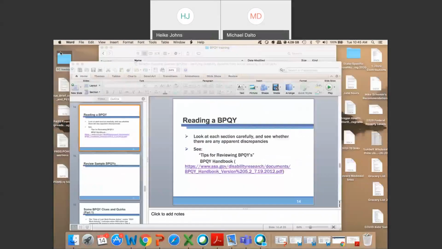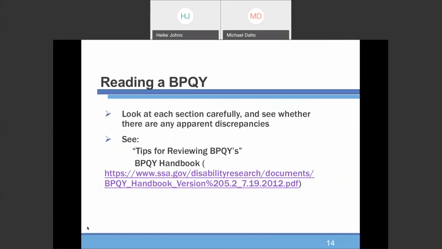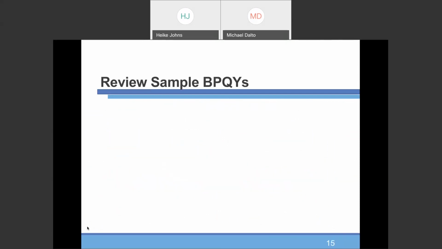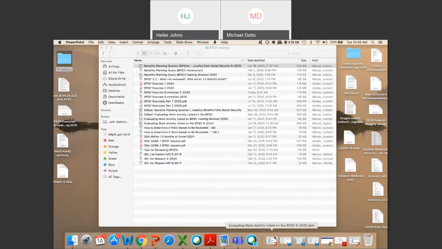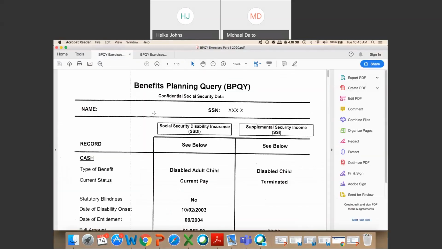for reviewing BPQYs. But we're going to do this in actual practice. So now let's take a look at a few sample BPQYs. Okay, we're going to look at 3 BPQYs just to get an idea of where you find the information and how to interpret it.